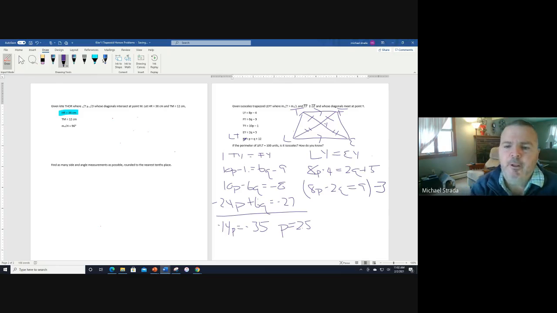So that means when I plug that in, since that's in terms of P, 8 times 2.5 is 20. 20 minus 4 is 16. So that means that's 16 and that's 16. When I plug it into TY, 10 times 2.5 is 25. 25 minus 1 is 24, which means both of these are 24.